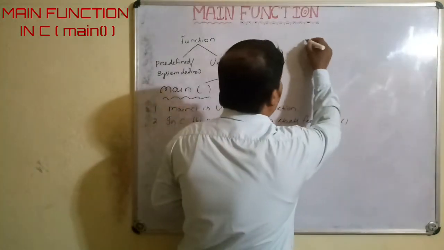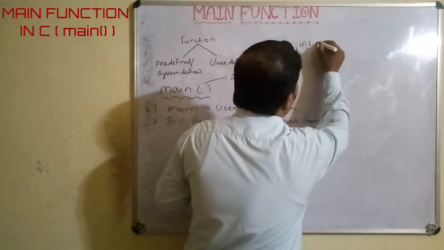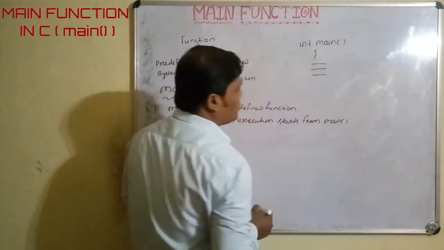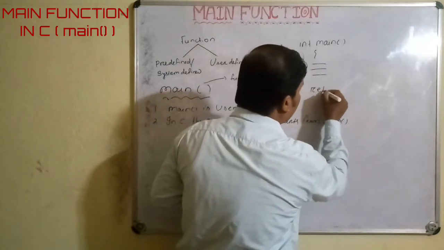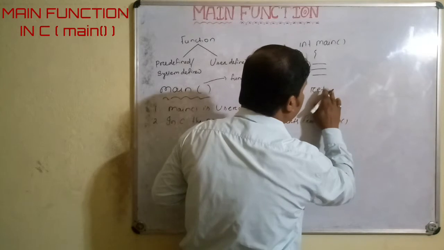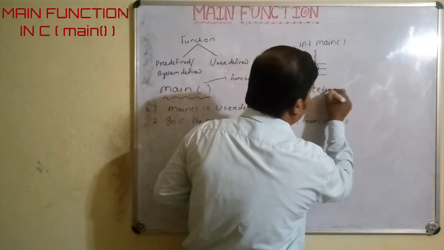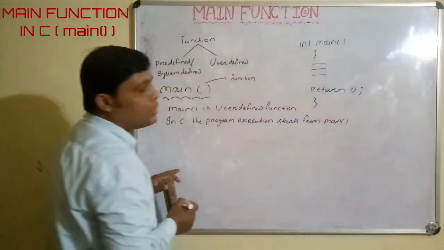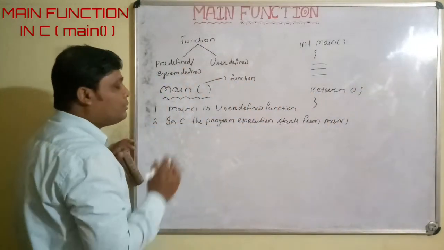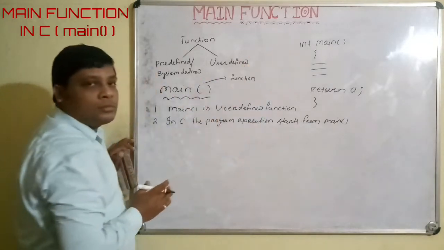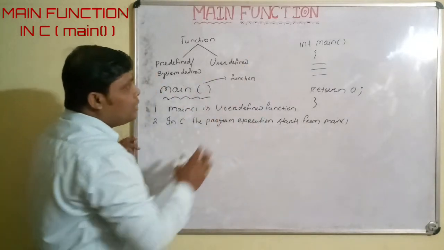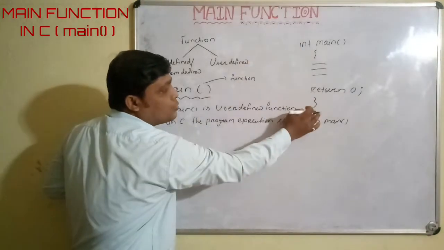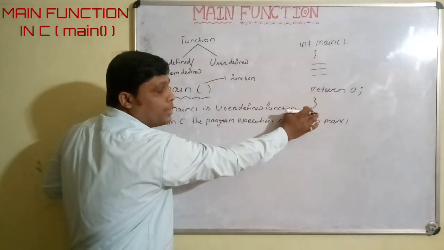Suppose this is a program, integer main, and you have written some code. Then at the end you have to write return 0, semicolon. Then this is the end of the curly braces. Clear? This is a small syntax. Each program execution in C starts from main and ends with this end curly brace of main.